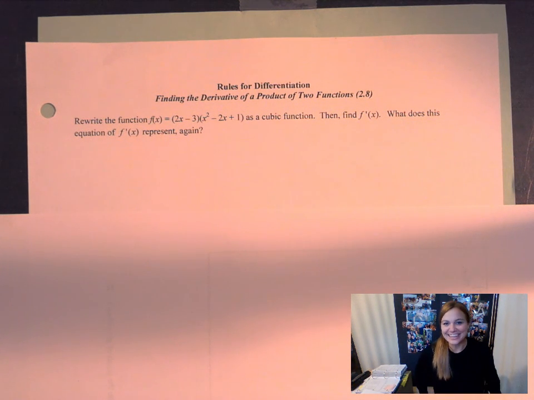Hi, today is a big day because not only do we get to use the power rule that we were using before, but you get to learn a new rule for taking the derivative.